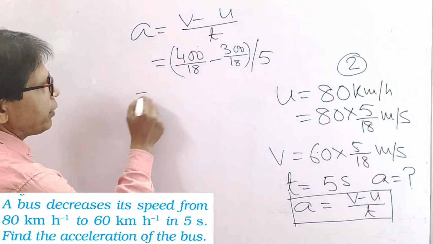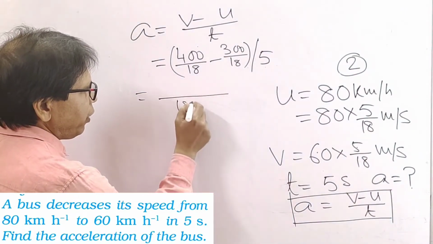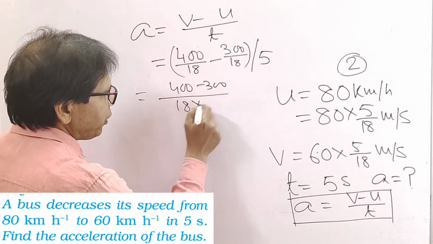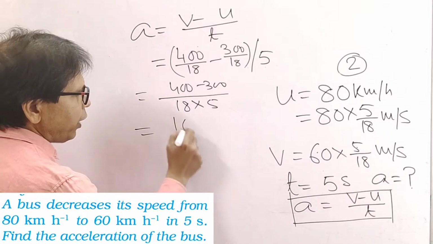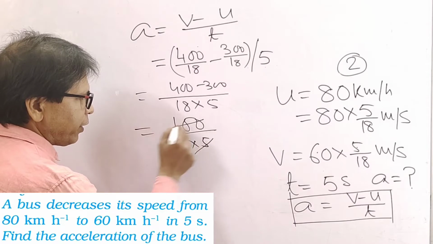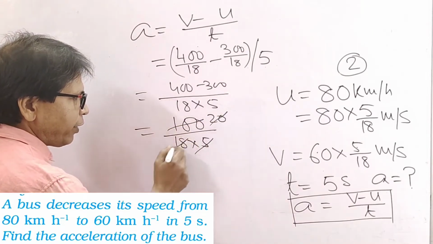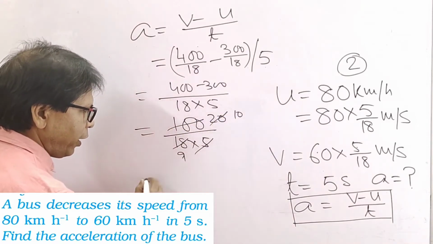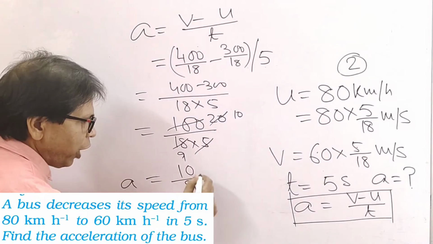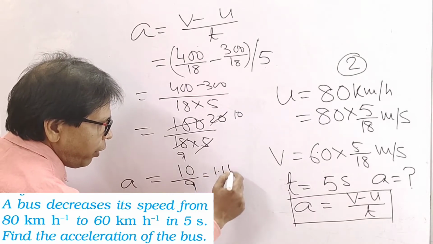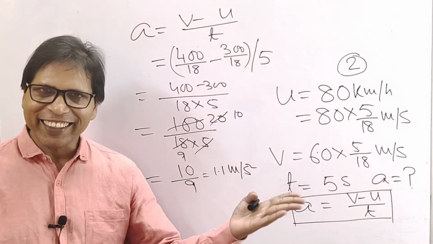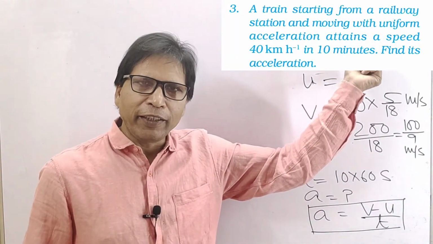Okay, now look at this, here LCM is 18 and this is 400 minus 300 and this is the 5. So this is 100 by 18 into 5. Look at this, this and this is 20, this and this is 10 and this is 9. So acceleration A equal to 10 by 9. Therefore this is 1.1 meter per second square. Okay, understood? Next, look at this sum number 3.